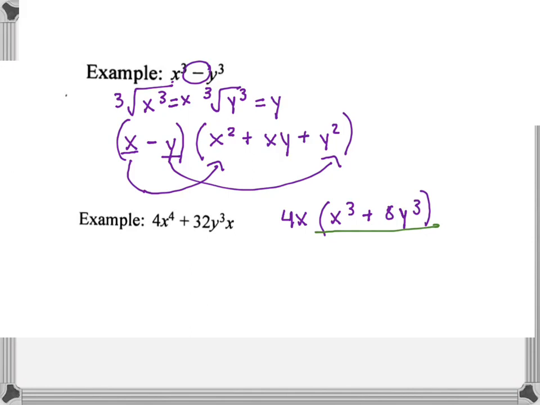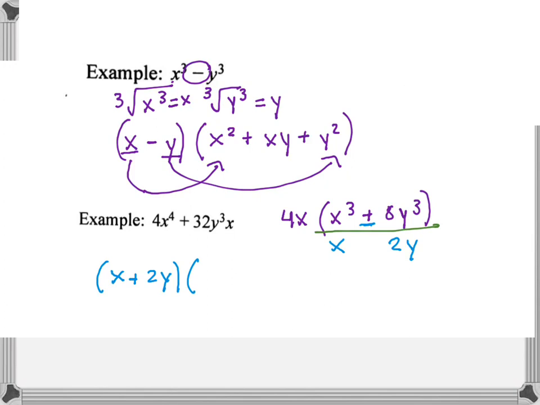First, we're going to find the cube root of x cubed, which we already found is x, and the cube root of 8y cubed is just going to become 2y. So we put that into our first expression, so we have x, and then since this is a plus sign, we have x plus 2y.